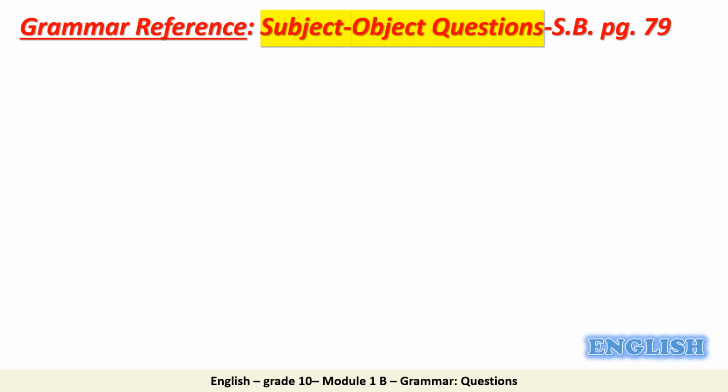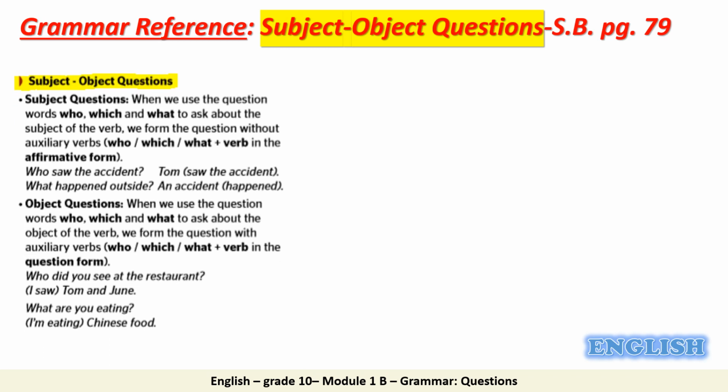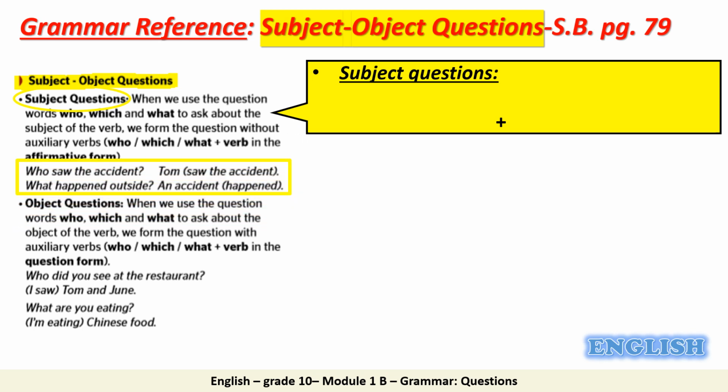Grammar reference, Student's Book, page 79, Subject-Object Questions. Read the following and highlight the important parts. Firstly, subject questions. Who saw the accident? Tom. What happened outside? An accident. Both Tom and an accident are subjects. That's why we call the following questions subject questions.